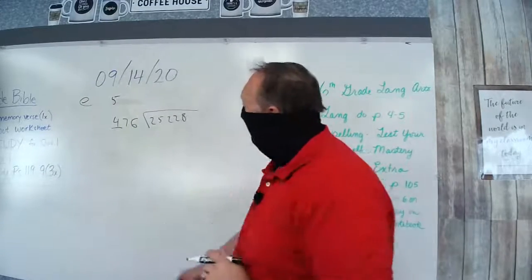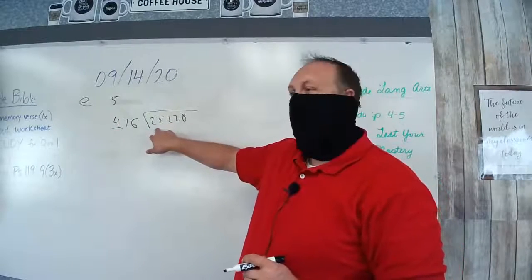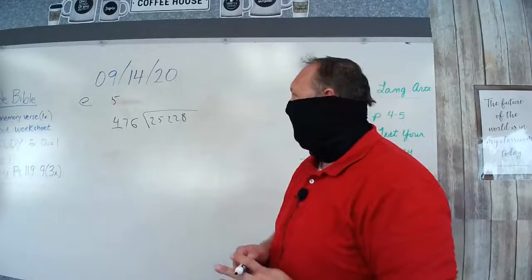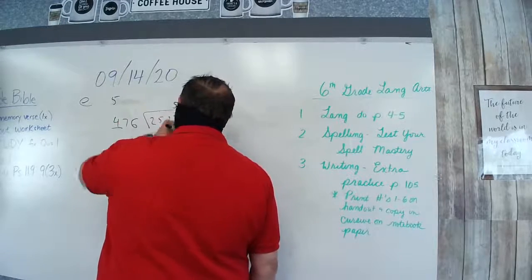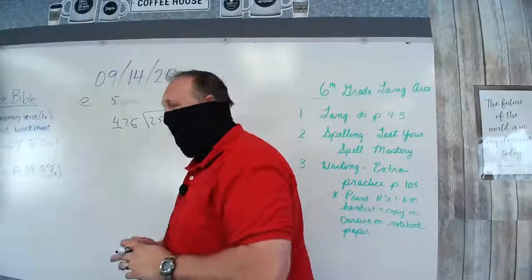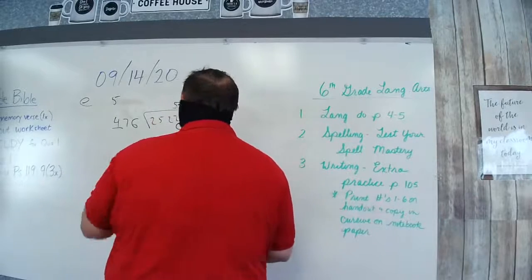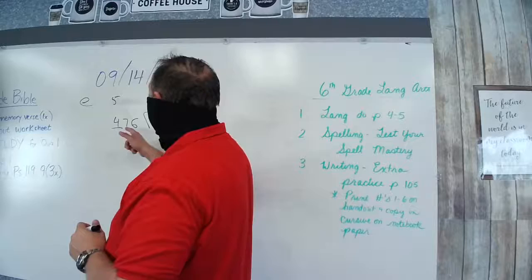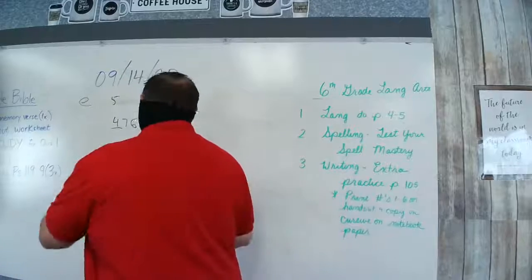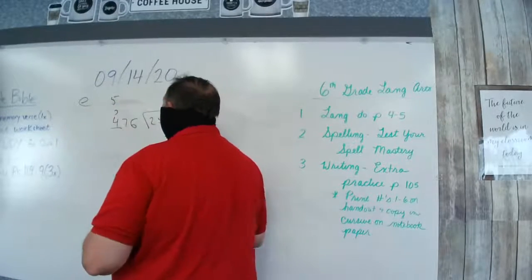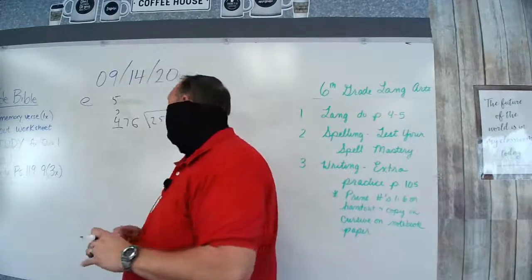Okay? So, now we have, does 5 go into 2? No. Does 5 go into 25? Yes. How many times? 5 times. So we're going to put a 5 right there over this 2. 5 times 6 is what? 30. 5 times 7 is 35 plus 3, 38. Carry the 3. 5 times 4 is 20 plus 3 is 23.